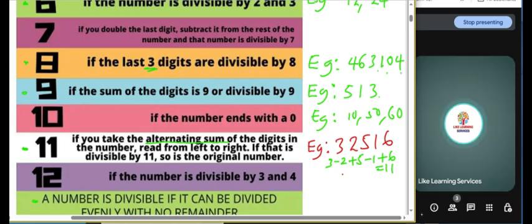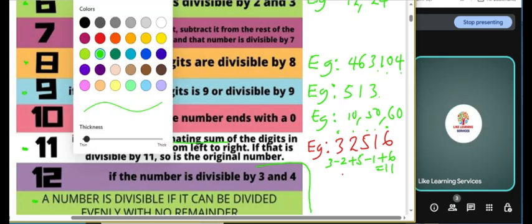I will give you another example on this. First of all, let's take more examples. We always start with minus. 3 minus 2, that's 1, plus 5, that's 6, minus 1, that's 5, plus 6, that's 11. Okay, look at another example. Are you ready?